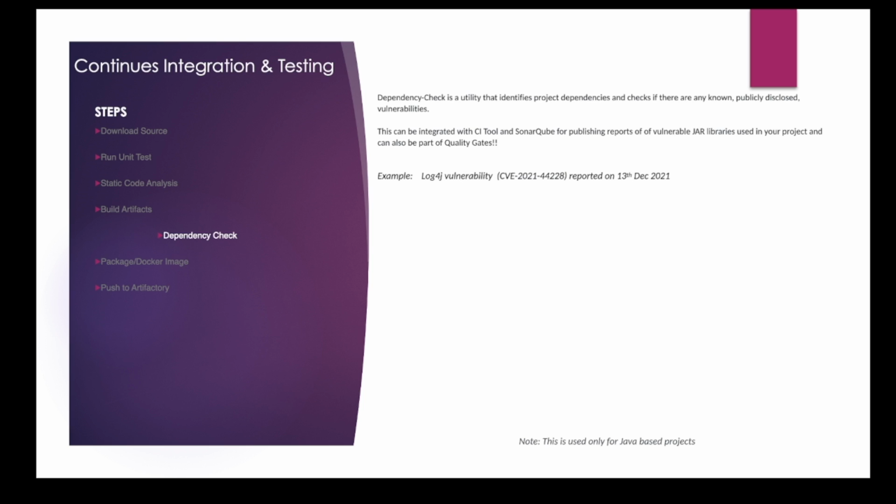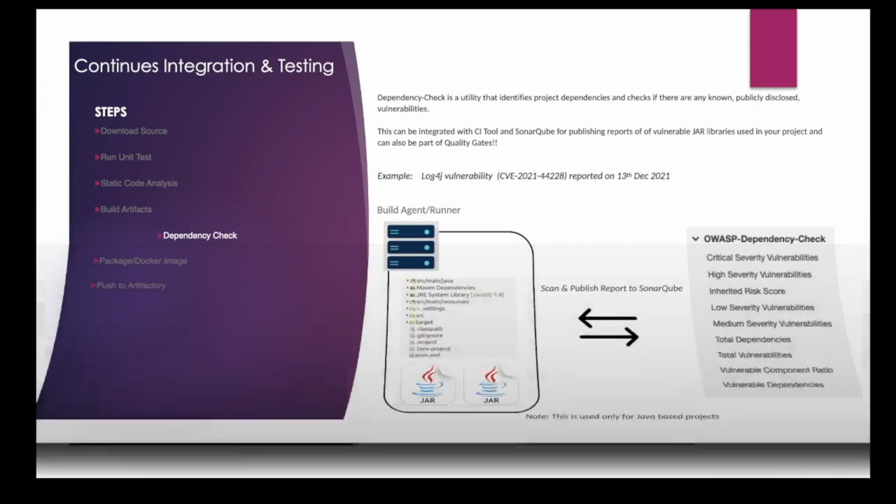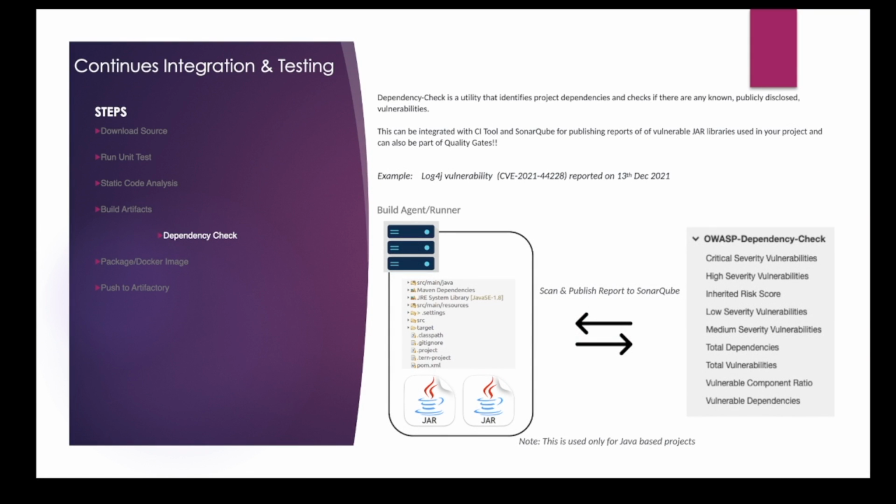For example, there was a log4j vulnerability reported on 13th December 2021. It really rocked the world, and everybody had to fix it. For vulnerabilities like this, you'll be the first one to know whenever this happens and it is flagged. Dependency check will do the same thing. It will check your deliverables, find if there is any vulnerable jar, and flag it. This is only for Java based projects.